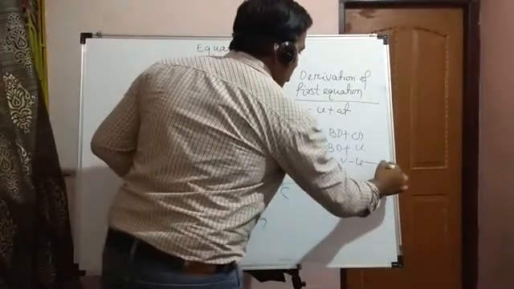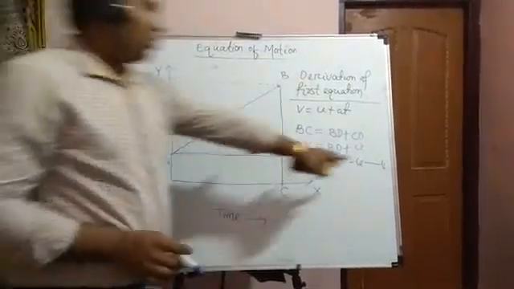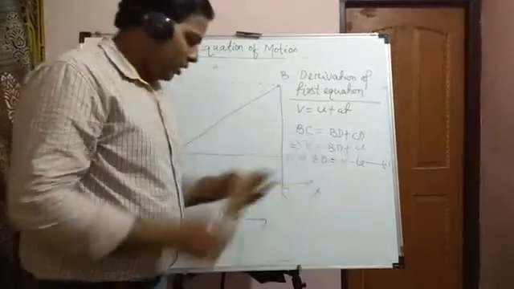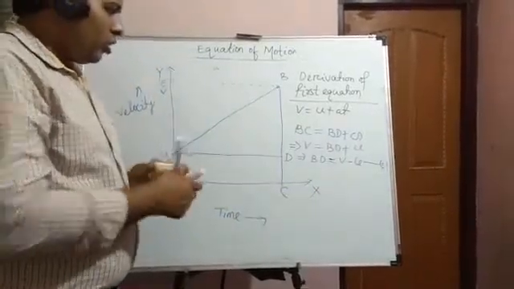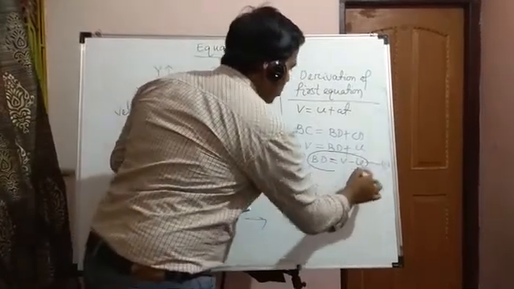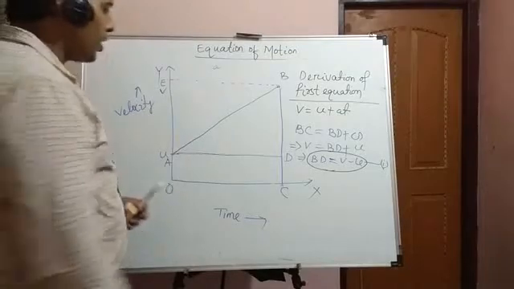For example, take this as one equation, we will compare it with another. BD is equal to V minus U. So we got BD is equal to V minus U. Again, let's see BD.